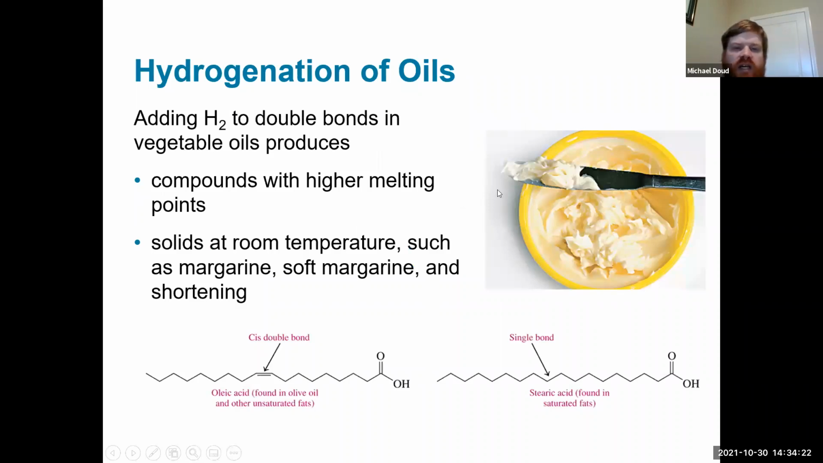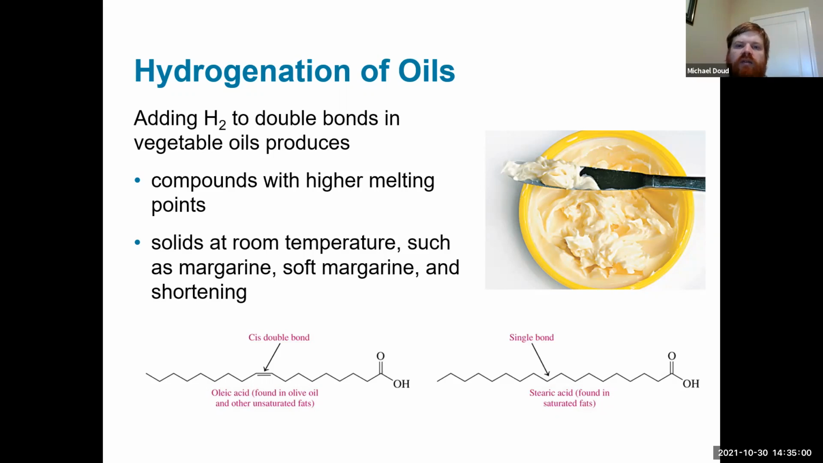Okay, now where this actually shows up a lot is in the industrial process of making margarine. There's a difference between animal fats and vegetable fats that you might be familiar with. Animal fats would include things like lard or beef tallow or butter. Those tend to be very high in what we call saturated fats. And it's exactly what we've been talking about, where saturated compounds have more single bonds. Unsaturated compounds have double or triple bonds.